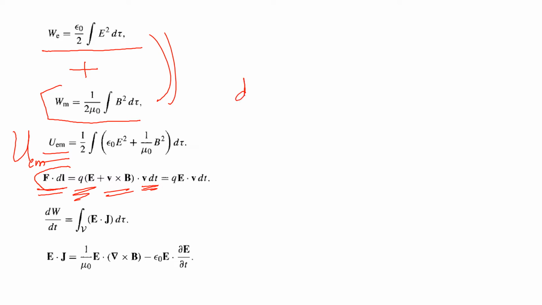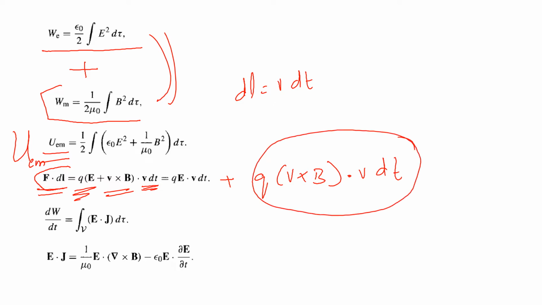But what is dl? Distance is velocity times time. Now, expanding the bracket, we get Q E dot V dt plus Q (V cross B) dot V dt. But as it is (V cross B) dot V, the vector V cross B is perpendicular to V, so the answer will be 0. That is why only this term exists there. So this is the expression for the work done to move the charge distribution by a small distance.